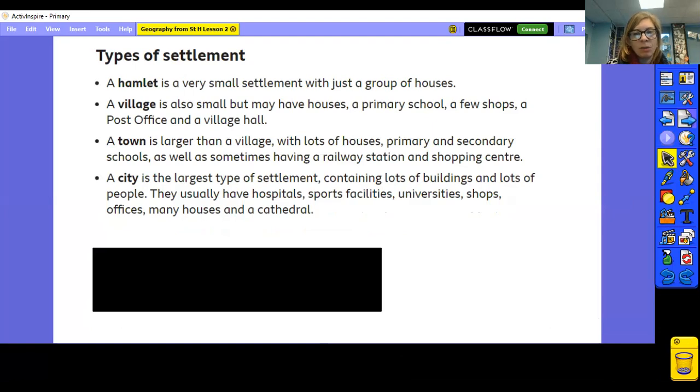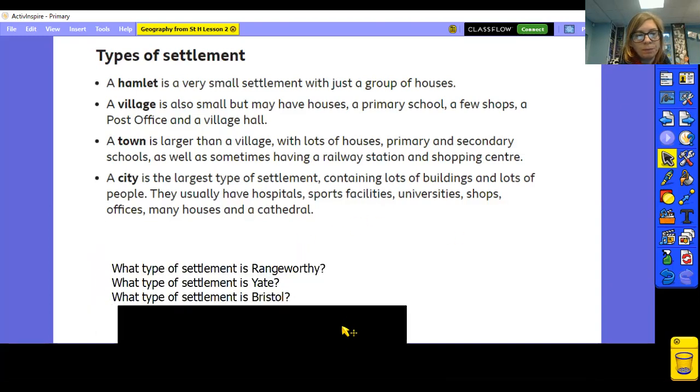It's got houses, primary and secondary schools, as well as sometimes having a railway station and a shopping centre. And then a city is the largest type of settlement that has lots of things like hospitals, sports facilities, universities, shops, offices, many houses, and a cathedral.